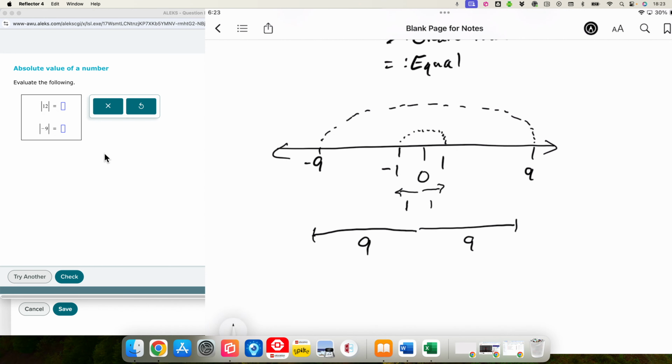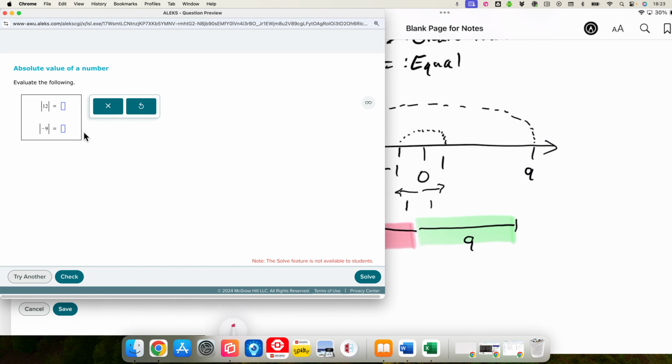So again, in the instance of the positive 9, we would walk 9 units to get there. And in the instance of -9, we would walk 9 units to get there. It's 9 units in either direction, so it is 9. In the case of 12, it is 12 units away from 0, so it is simply 12.